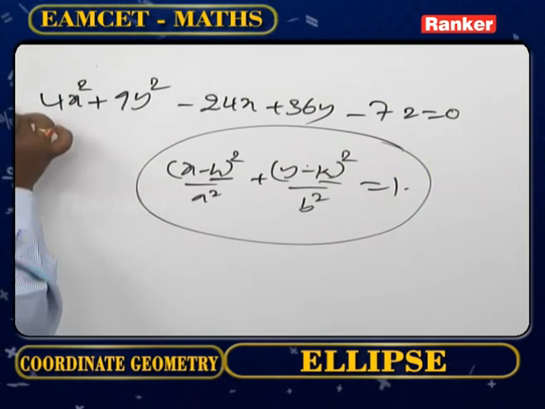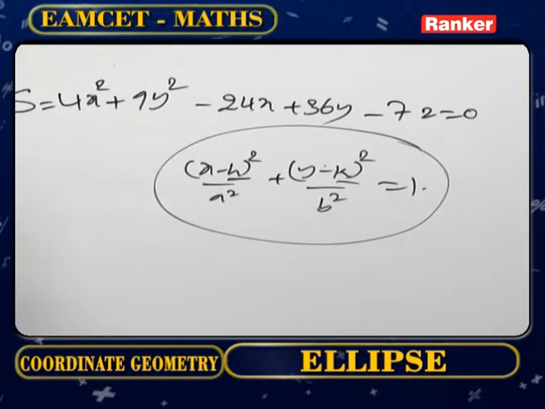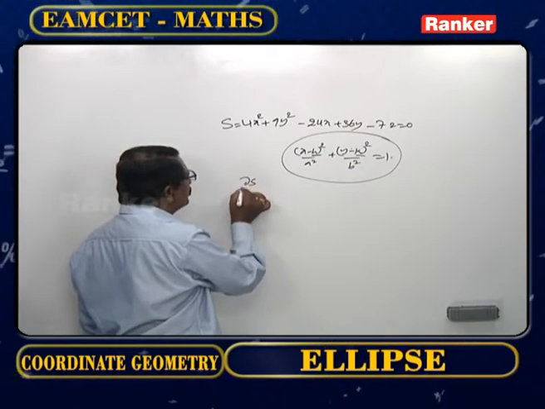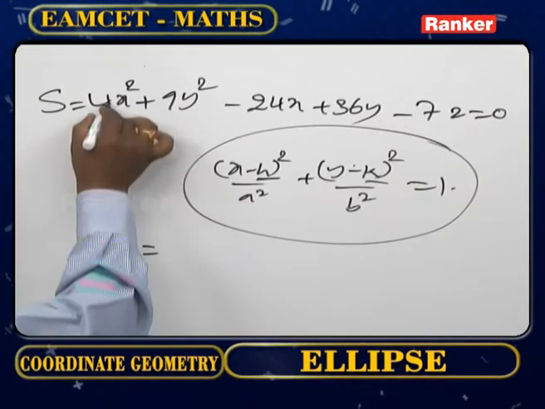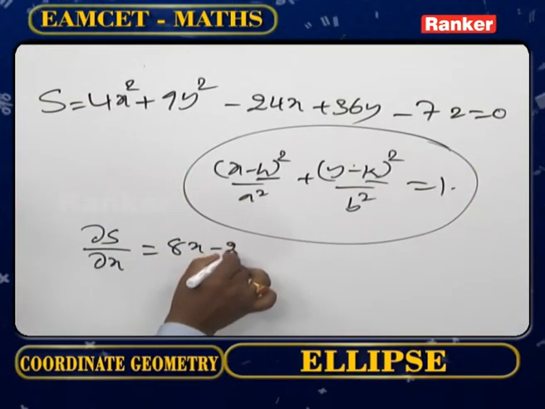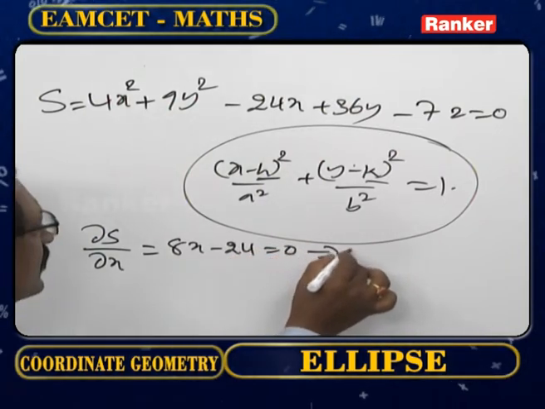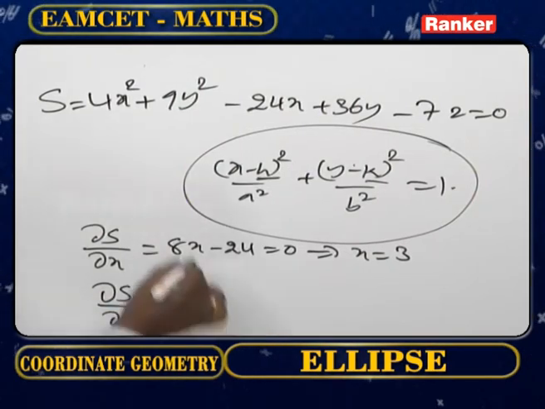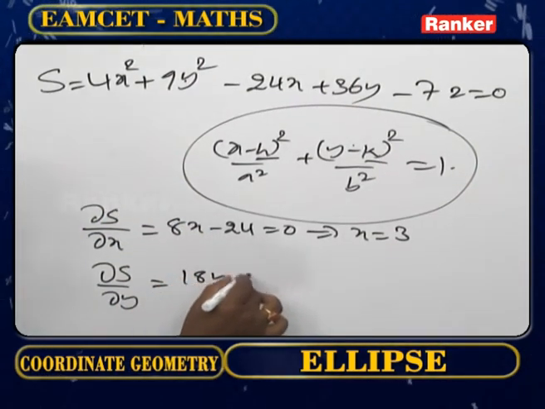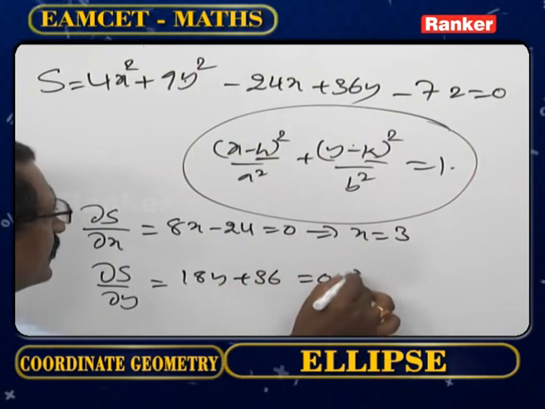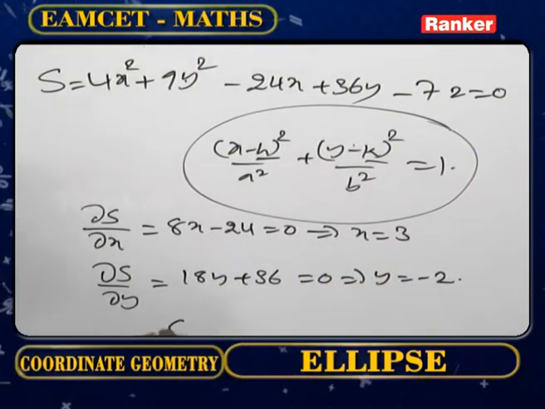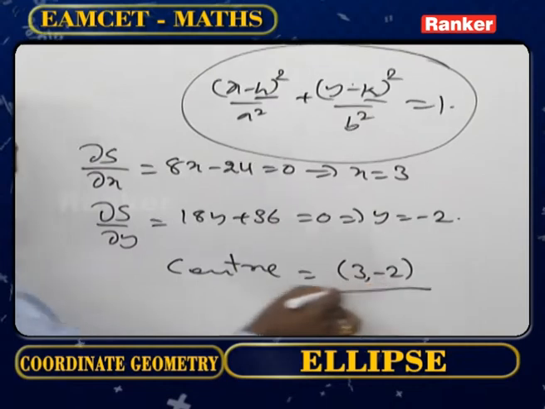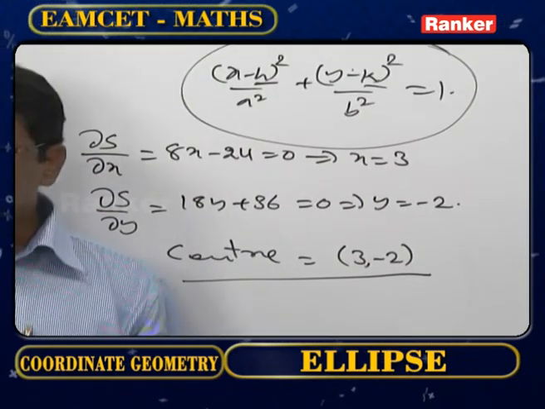Now, consider the given equation of the ellipse as S equals 0. Differentiate partially with respect to x. Dou S by dou x equals 8x minus 24 equals 0, which implies x equals 3. Similarly, differentiate partially with respect to y. Dou S by dou y equals 18y plus 36 equals 0, which implies y equals minus 2. Then the center equals 3 comma minus 2. The center of the given ellipse is 3 comma minus 2. First option.